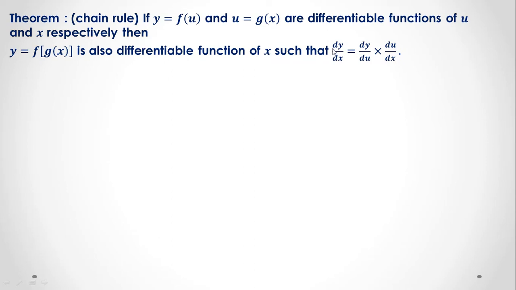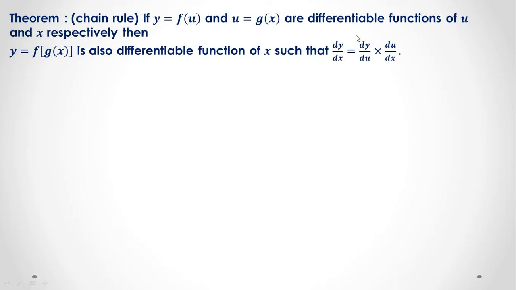And how will you get dy by dx? Because this function y depends on x, we get dy by dx. How will you get that? dy by dx is equal to, first of all, we take the derivative of y with respect to u, into the derivative of u with respect to x, and this is called the chain rule of the derivative. This is very useful whenever you want to find the derivative of a composite function.